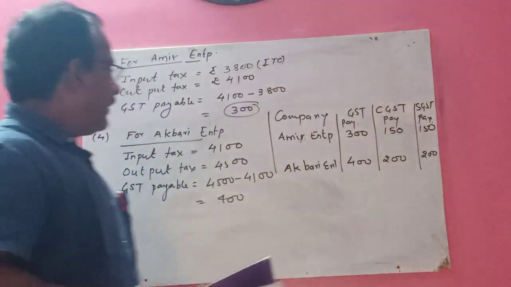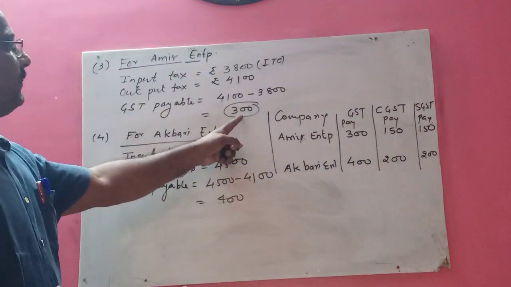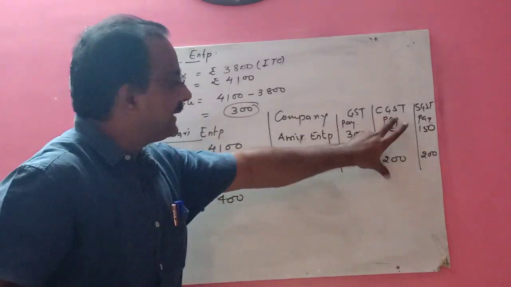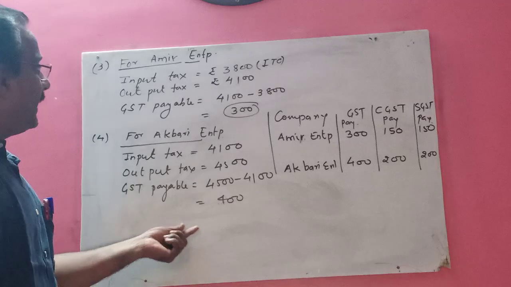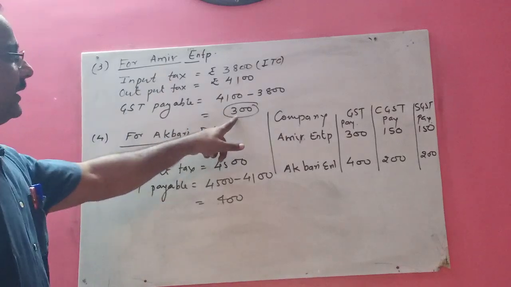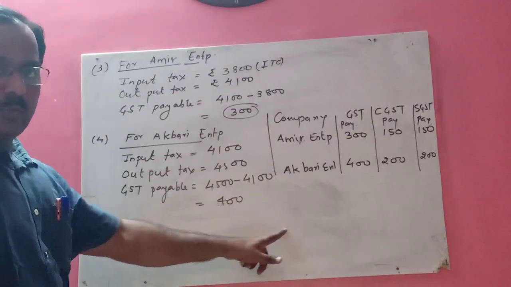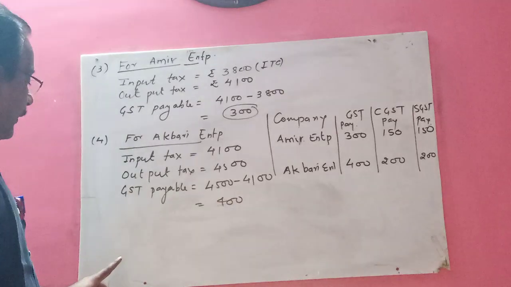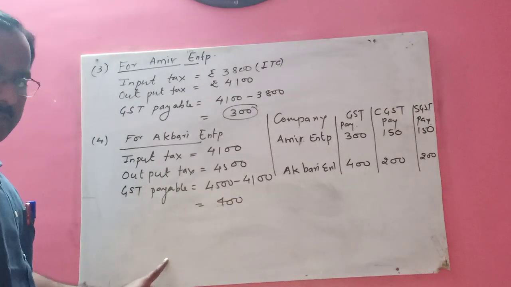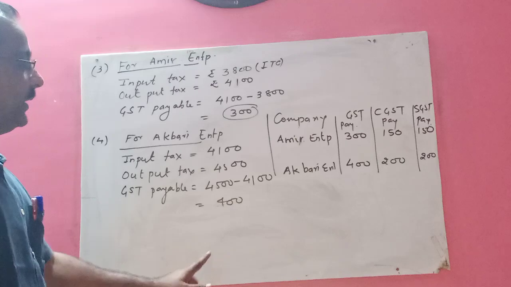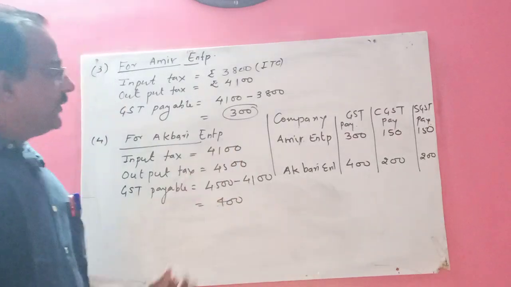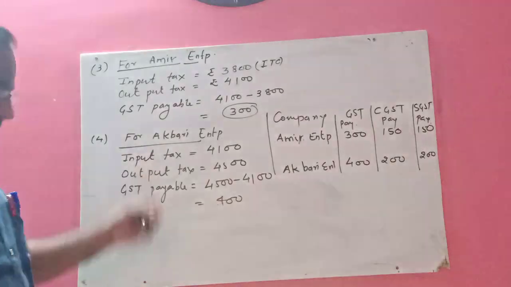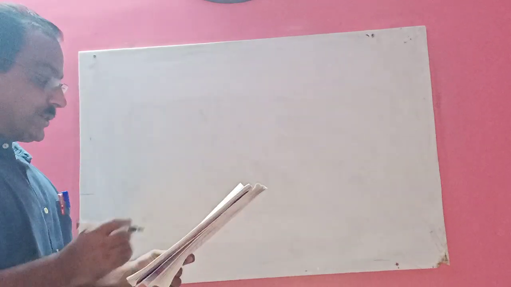So this is one table, or if you are not making this table, you just write down SGST equal to CGST paid by Amir, 300 upon 2, equal to 150. Like that, CGST equal to SGST paid by Akbari is equal to 400 divided by 2, 200. So this way also you can do this sum. So here I have done it. Children, now question number 4.